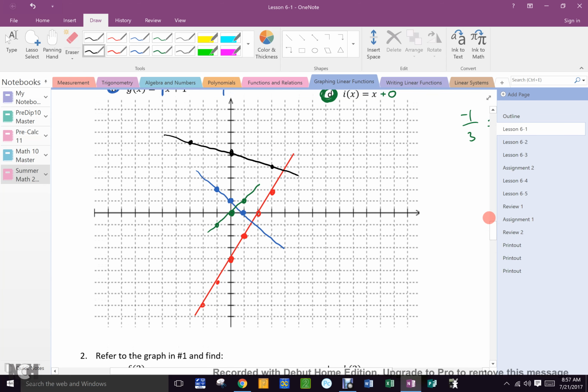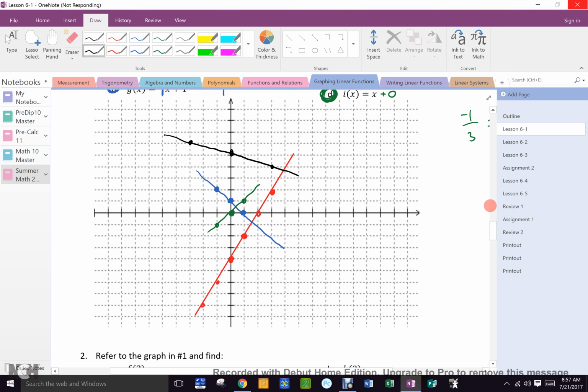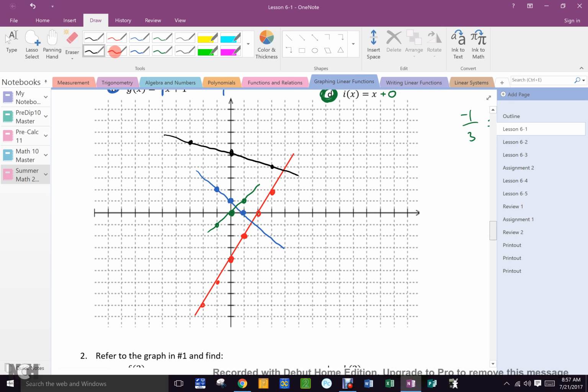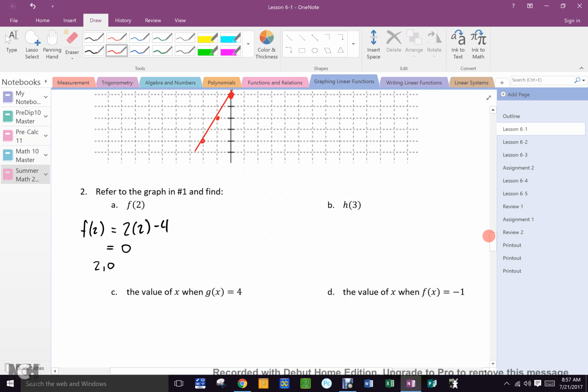I can also get it on the graph. That was the red line, yes? Is 2, 0 on the red line? Right there. Yes, it is. Everybody with me? We found it on the graph. We found it algebraically. Got it? Let's look at the next one.